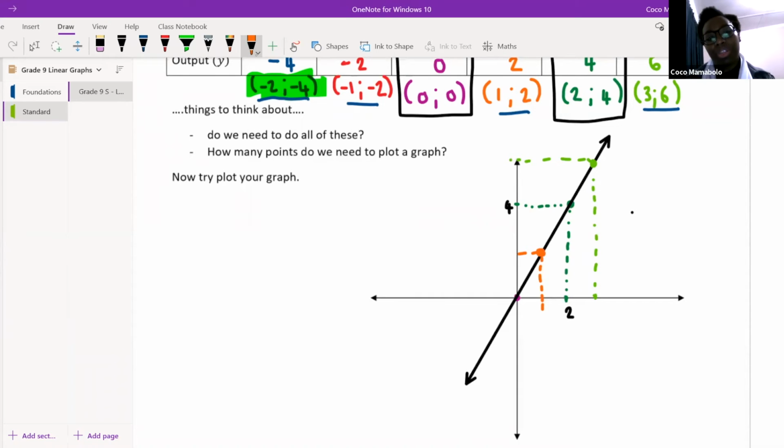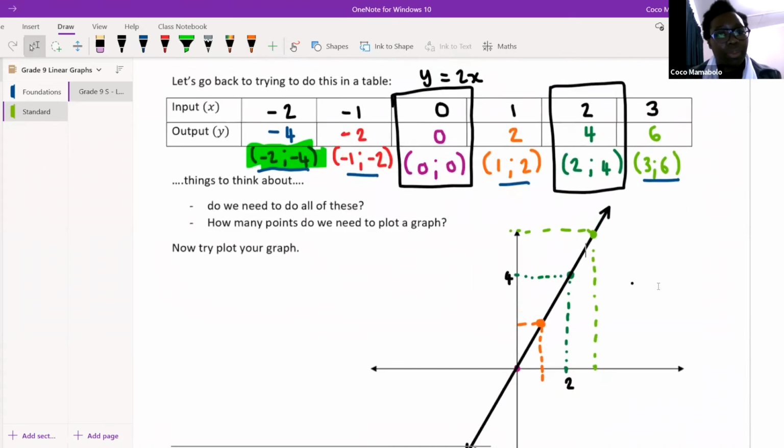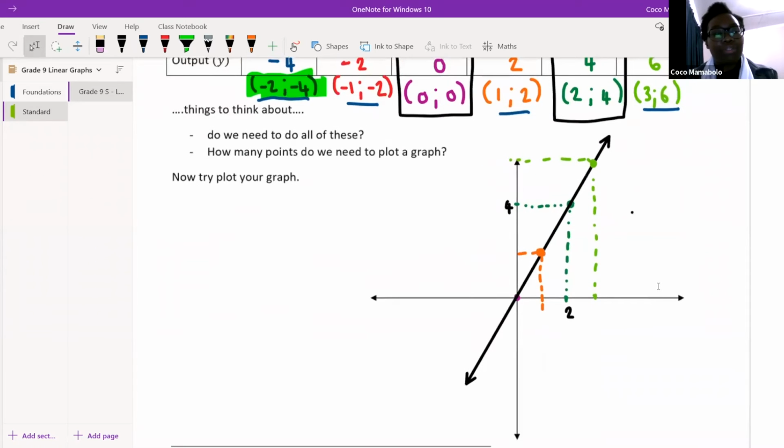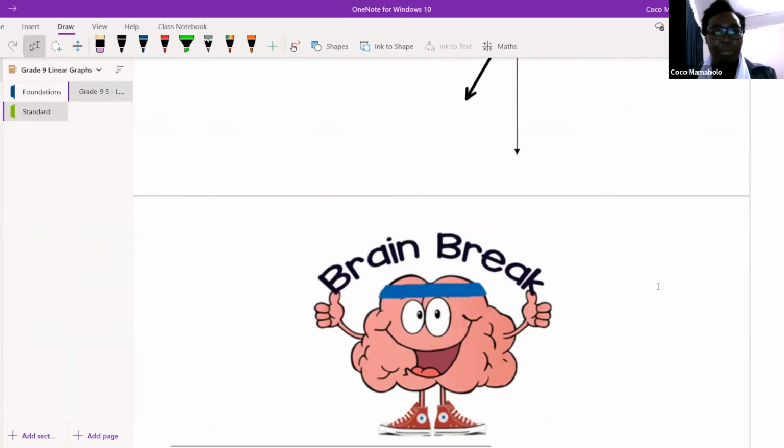If you guys drew the whole thing, that's fine too. But imagine if you were sitting in a test and you only had a limited amount of time. This is a lot of work, having to draw a table, do 5 points, do all of this. This takes forever. All we want to do is find 2 points, and then all we need to do is take our ruler and join them together. So I'm going to give you guys another example. But we're going to have a brain break first. And then after that, you guys can get to choose which 2 points you want to do.